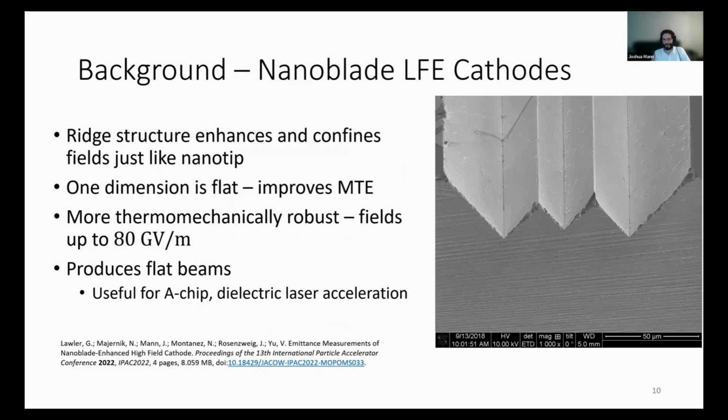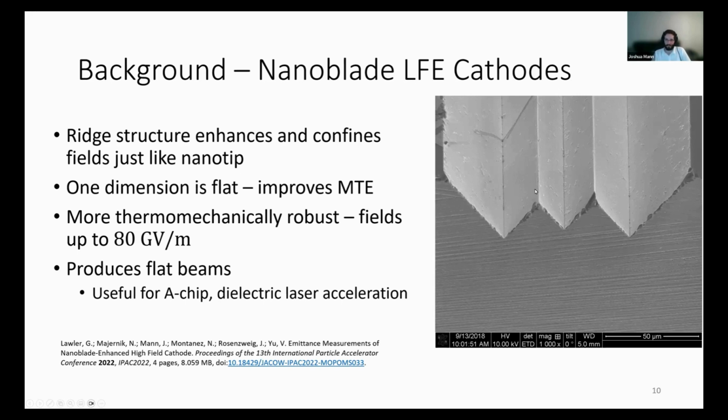So now I'm finally getting to nanoblade laser field emission cathodes. This SEM image sort of brings about an optical illusion, but I'll get rid of that right now by pointing out that this is the apex ridge of the nanoblade, and there is a second nanoblade next to it. And these are the valleys in between the nanoblades right here. And so this ridge structure, much like a nanotip, will enhance and confine fields plasmonically to the very apex. So that means we can get very strong fields without having to have an insanely powerful laser.